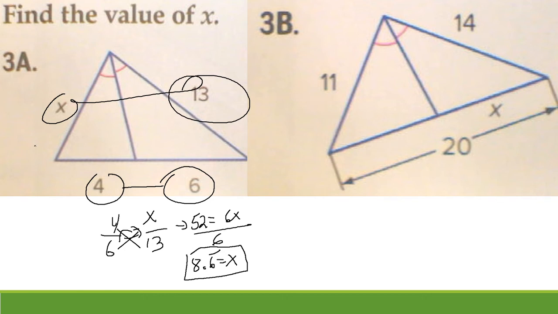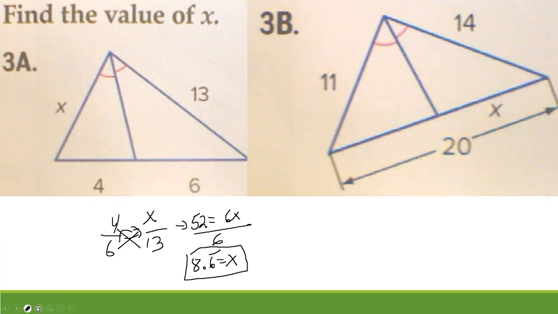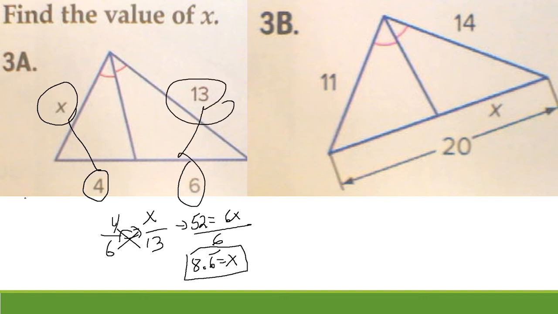Or just to show you, you could set it up like this. This might be an easier way for some of you if you don't like that. You could set it up as split is to long as split is to long. So you could set it up as 4 is to x as 6 is to 13. And if you notice, you end up cross multiplying the same things: x times 6 and 4 times 13. So here, x and 6 got multiplied together, and here, 13 and 4 got multiplied together. So again, as long as you're consistent with how you set up, there are a few different ways you can go about it.